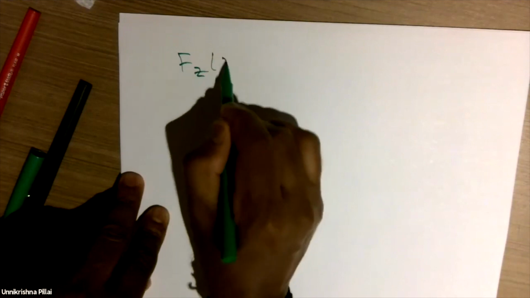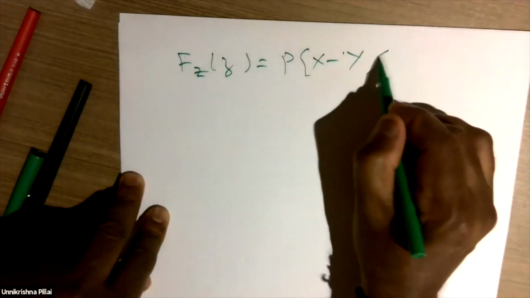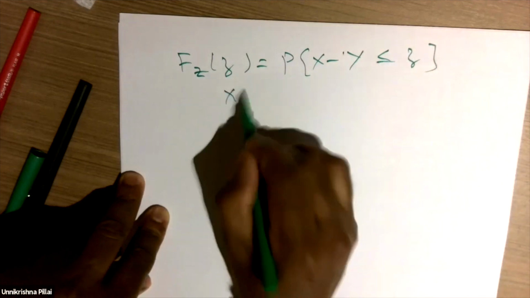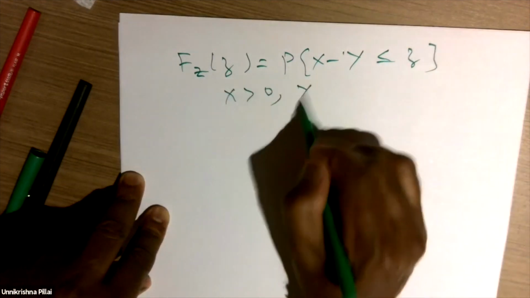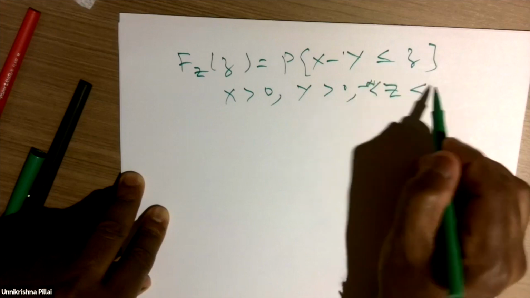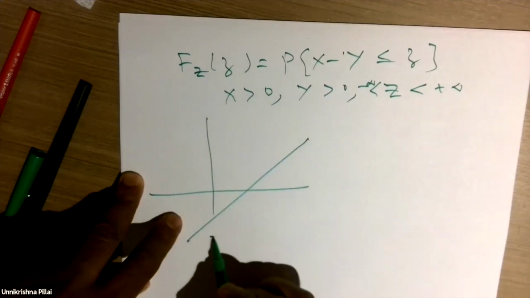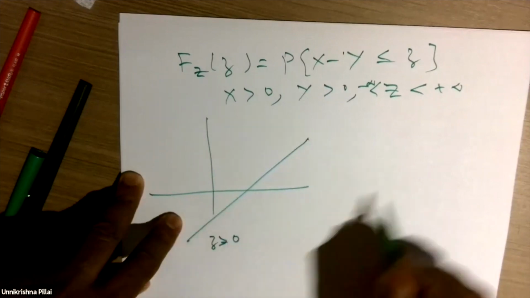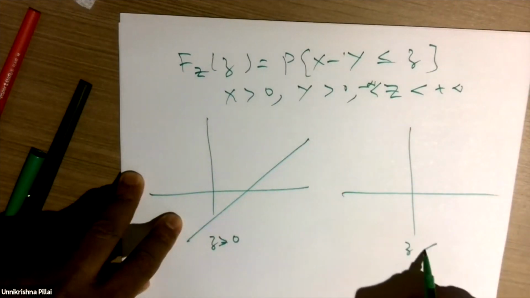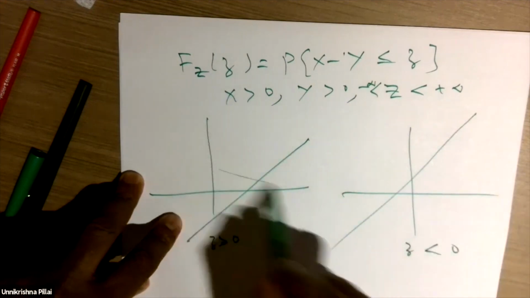So F_Z(z) is the probability of X minus Y less than or equal to z. So the whole point is, even if x is positive and y is positive, z can be positive and negative. So I'm going to do the two cases. So this is z positive, and this is z negative. And remember, the density function is only in this region.